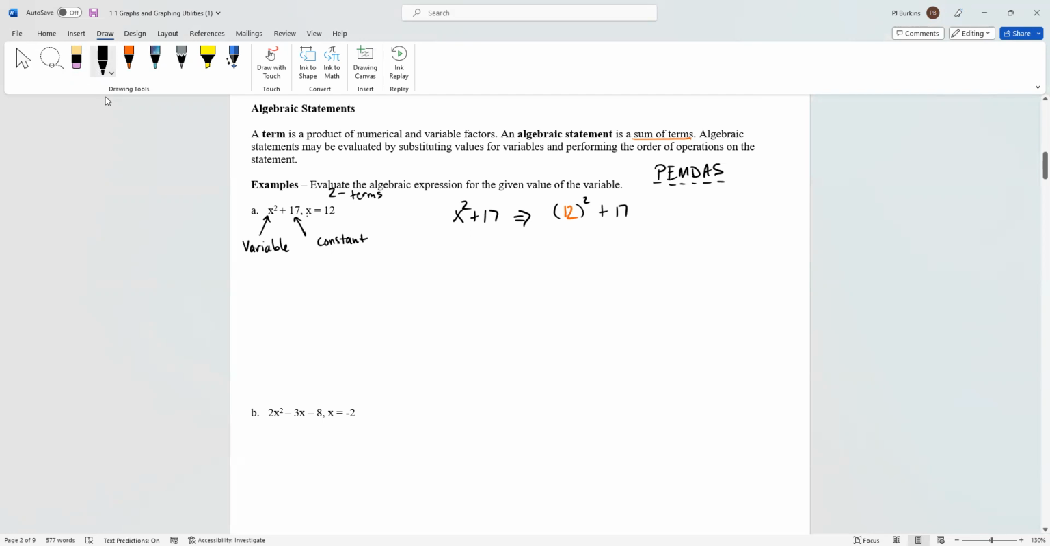So 12 squared, that's 144 plus 17. And then we're just going to add those together. So let's see, that's 154, 161.